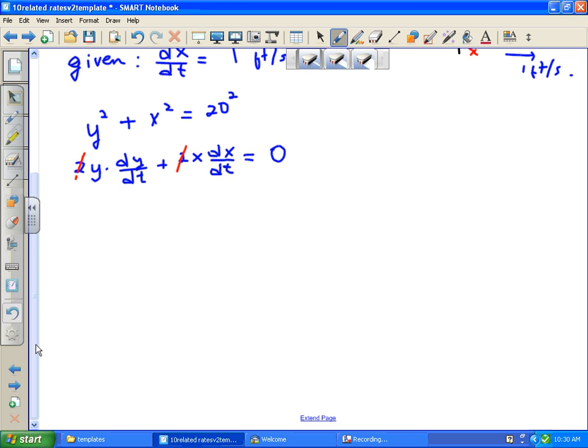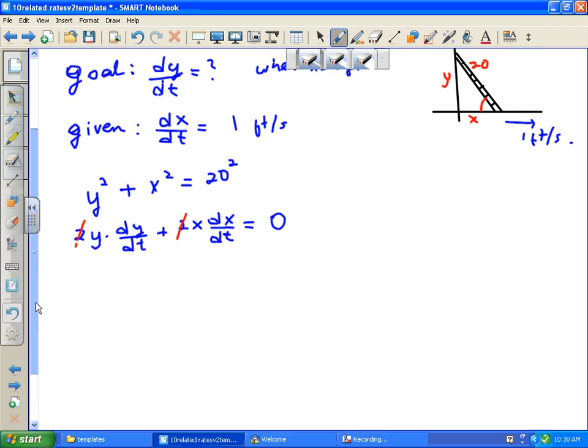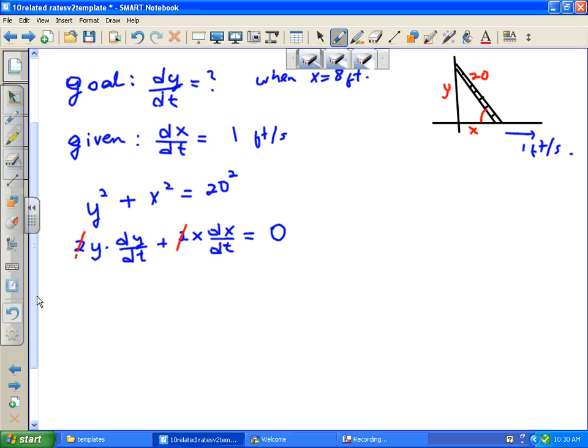Now, I need to have y times dy/dt. Well, they give us x, so at the moment, I don't know what y is, but can I figure it out? Yes, if x is 8, y is unknown, and this side is a fixed number of 20, we can get what y is once again using the same equation over again. y squared plus 8 squared equals 20 squared. So y squared equals 400 minus 64.